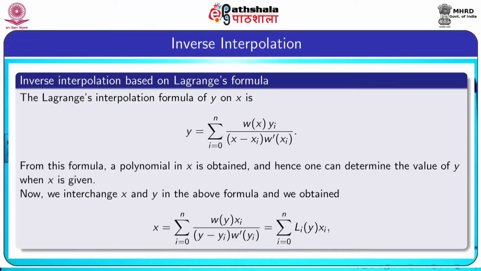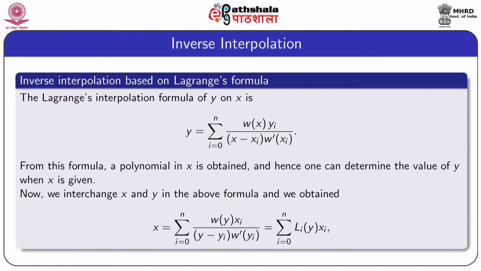First, we consider the inverse interpolation method based on the Lagrange formula. The Lagrange interpolation formula of y on x is y equal to summation i equal to 0 to n, w(x) into yi, whole divided by (x minus xi) into w dash at xi. So, from this formula, a polynomial in x is obtained, and hence one can determine the value of y for given values of x.